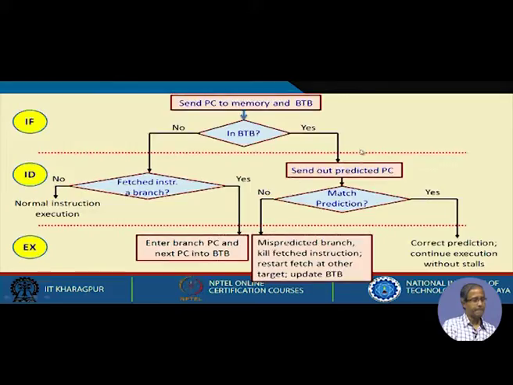And here, if it is not in the BTB, it can mean two things: either it is not a branch instruction, or it is a branch instruction but you are seeing it for the first time. Whether or not it is a branch instruction, you will come to know during ID. If you see that it is a branch instruction, then you will have to enter this information into the BTB because you are seeing the branch instruction for the first time. But if it is a non-branch instruction, you proceed normally to the execution cycle EX. This is how it works. Okay.